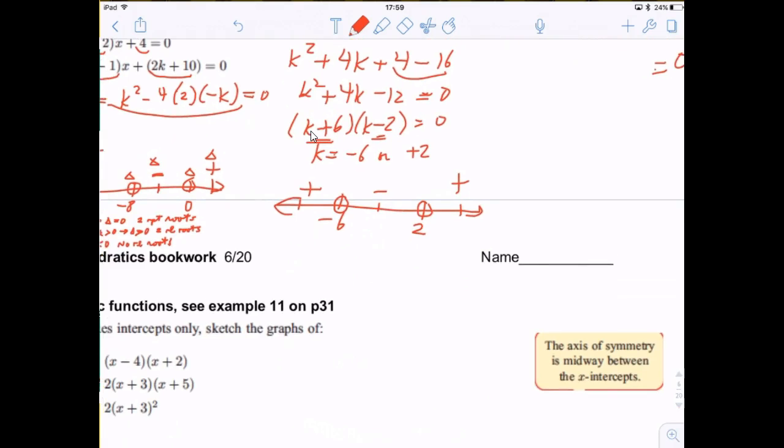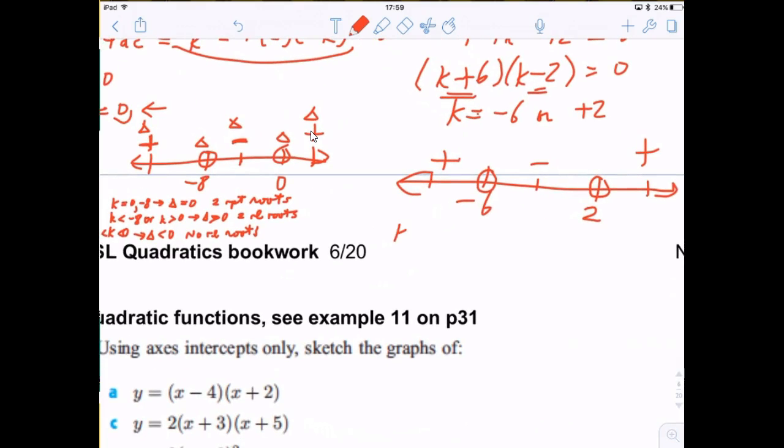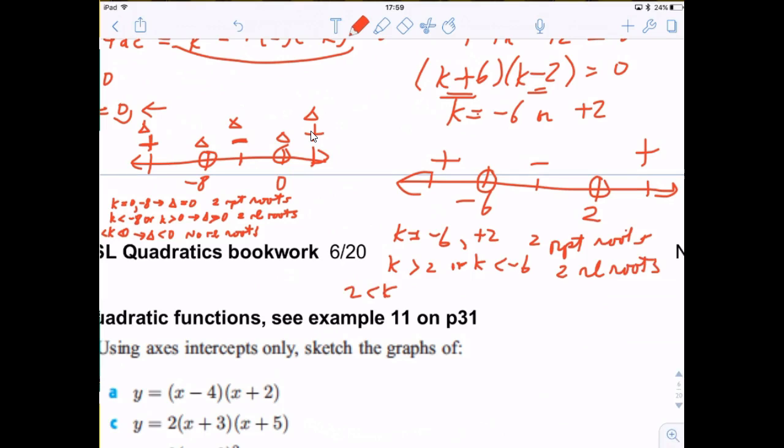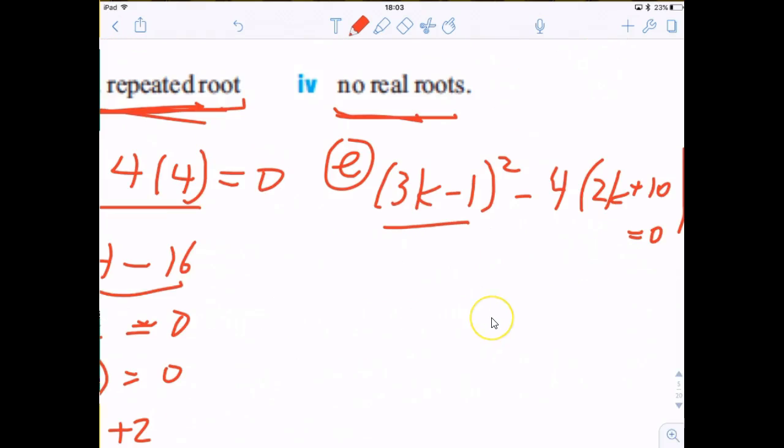And then it's going to be similar to this one here. So we're going to say, when k equals negative 6 or 2, then we have 2 repeated roots, right? Delta equals 0. When k is greater than 2 or k is less than negative 6, then we have 2 real roots. And when k is between negative 6 and 2, then we have no real roots. Okay?